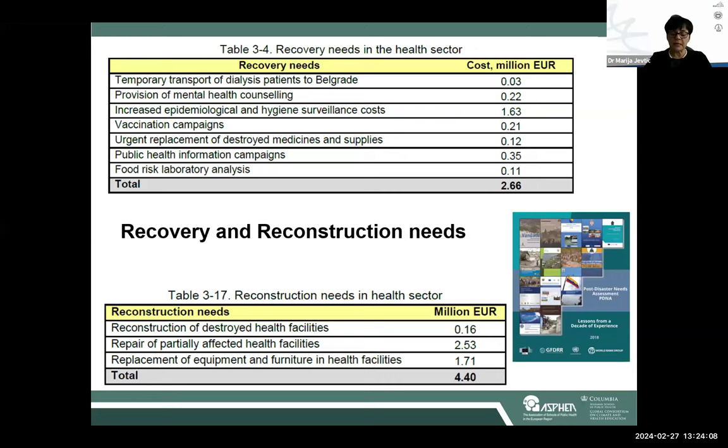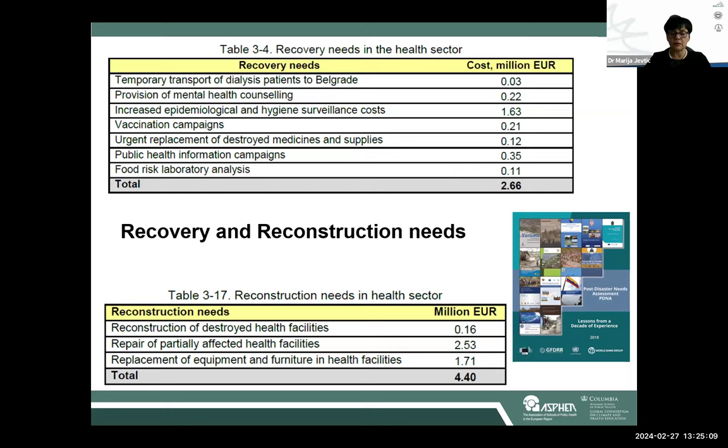The estimated value of recovery needs for the health care sector amounts to more than 2.6 million euros and includes the following activities: temporary cost of transport of dialysis patients for treatment in Belgrade until the destroyed hospital is reconstructed, the cost of providing mental counseling over 6 months to persons affected by the disaster, the increase of costs of epidemiological and hygiene surveillance, the cost of vaccination and other prevention measures, especially for Roma children under 5 years of age, the urgent replacement of destroyed medicine and medicine supplies, the cost of public information campaigns to reduce the risk of disaster-induced disease, and the cost of laboratory analysis of food risk.